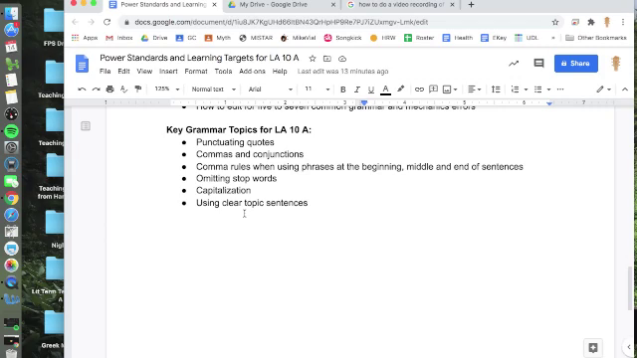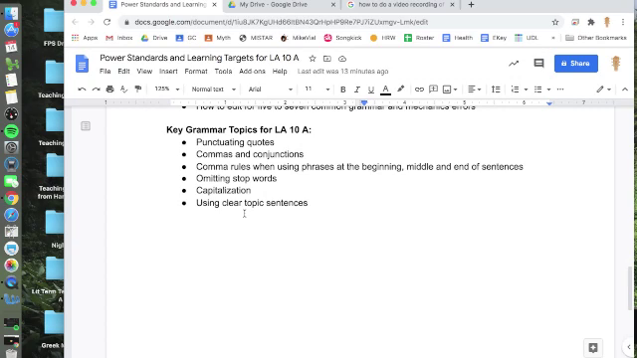Finally, here are the key grammar topics I feel like I can do well with your students during our unit. Now, we have less time in the semester because of not only virtual learning, but we had that late start and there are some other interruptions. So I'm really focusing on these 6 things. Punctuating quotes correctly. They are doing that now. They're at developing or higher.